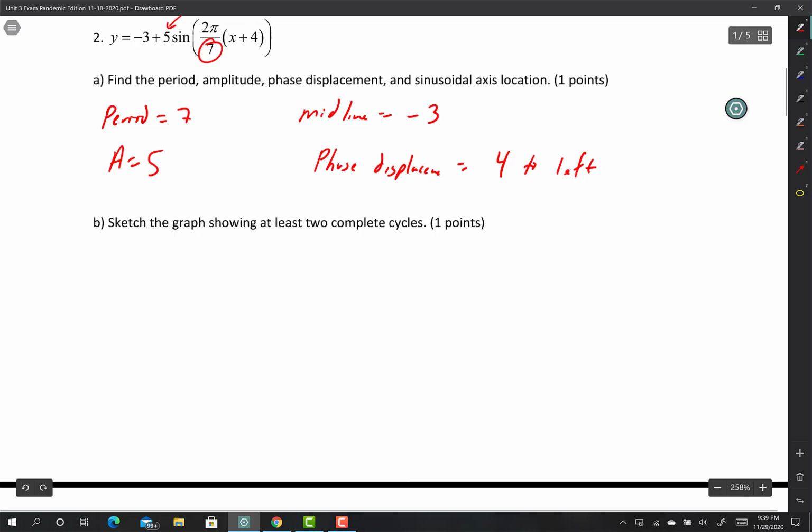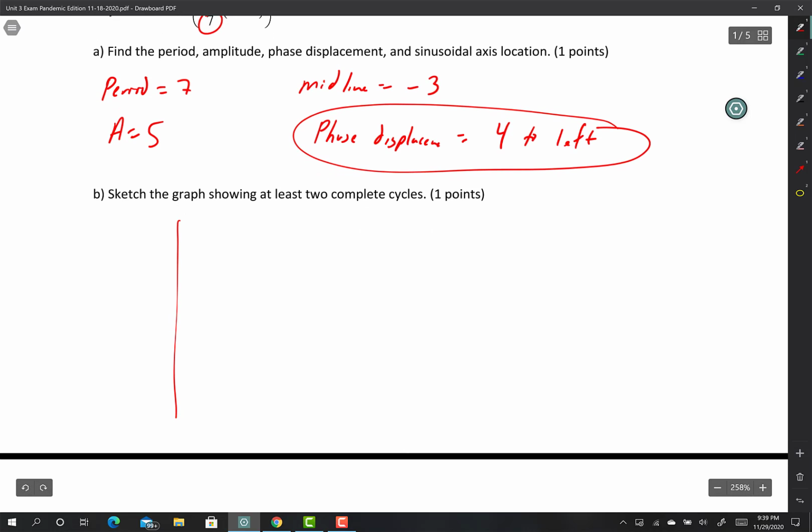It's funny that a lot of you told me that the phase displacement was 4, but you didn't even draw that. So we kind of had a little issue with that. I wouldn't call it an extreme issue, but a little issue.